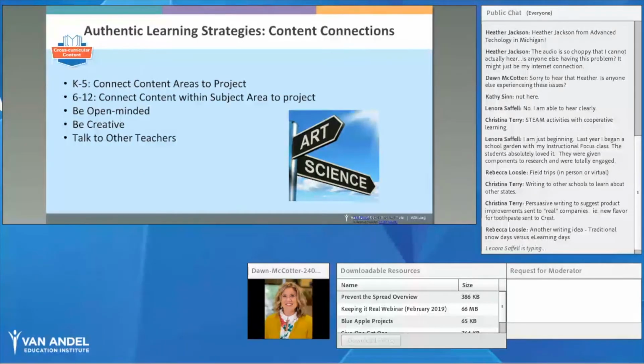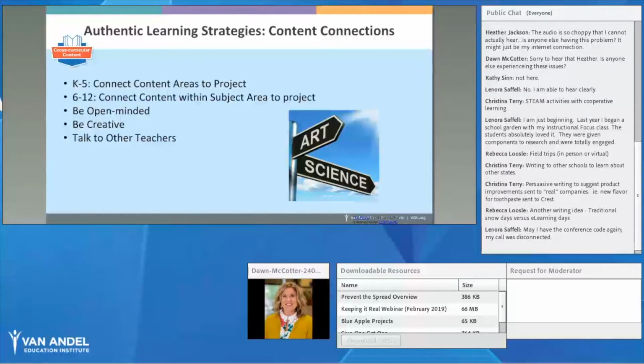And lastly, all our project-based learning units have those content connections. It's going to look different in K-5 and 6-12. In K-5, you're connecting the content areas. You're taking math, science, social studies, English language arts, maybe social emotional learning too, to the project. Whereas 6-12 might look a little different. Maybe you're connecting the content within the subject area to the project. So, for example, if you're an earth science teacher and you want to do a project-based learning project, instead of just teaching rocks and weather and space, you connect those different units within your content area into a project.